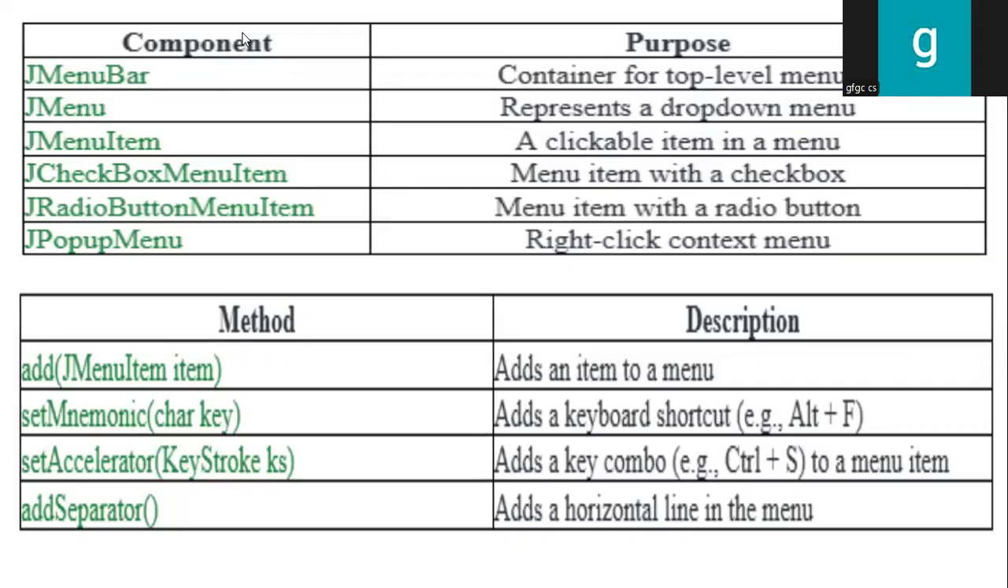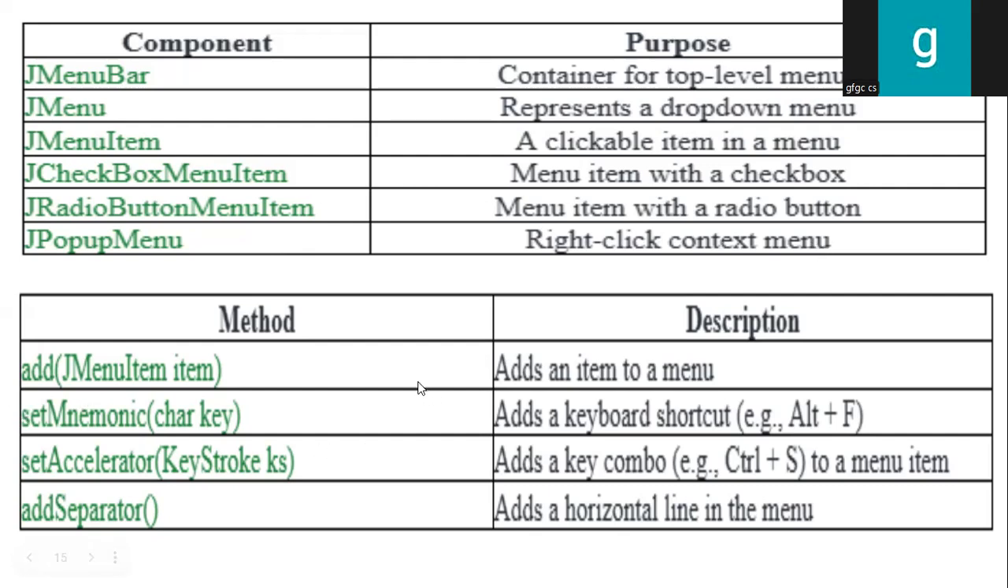Next, the components and the purpose for why we have used these components. JMenuBar: the purpose of this menu bar is a container of top level menus. JMenu represents the drop down menus. JMenuItem is a clickable item in the menu. JCheckBoxMenuItem means a menu item with checkboxes. JRadioButtonMenuItem is a menu item with a radio button. JPopupMenu is a right click context menu.